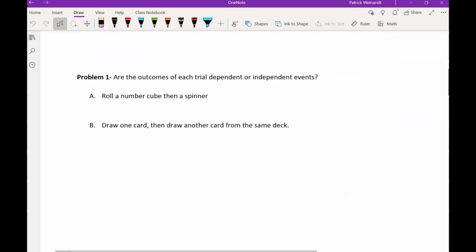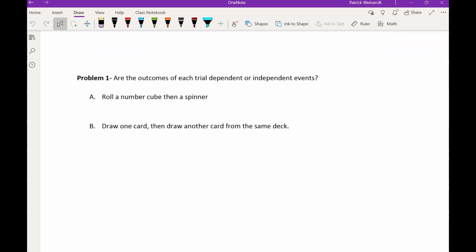So in these examples here, we'll go through a couple instances where we have a dependent or an independent event. I want to know, are the outcomes of each trial dependent or independent events? Okay, if I roll a number cube and then a spinner, so if I roll a dice and then spin a spinner, are those independent events or are they dependent events? Well, if they were dependent, they would have to impact each other. Does me rolling a number impact what happens on a spinner? No, so these would be independent events.